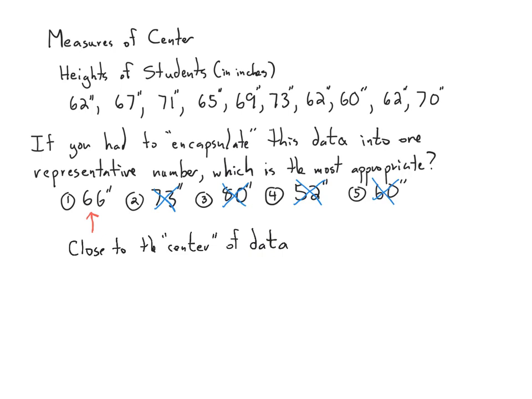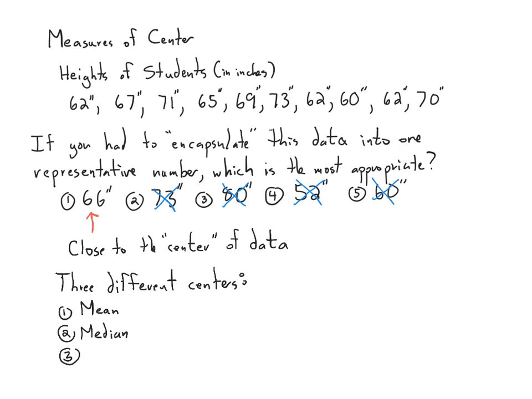So we're going to talk about 3 ways to think of the center of the data, and then learn how to calculate those. And those you've probably seen before, so 3 different centers. The first one is, of course, the mean. The second is the median. And the third is the mode. Quickly, I'll tell you what I mean by each, and then we'll do some examples.